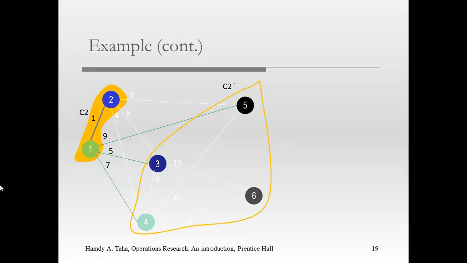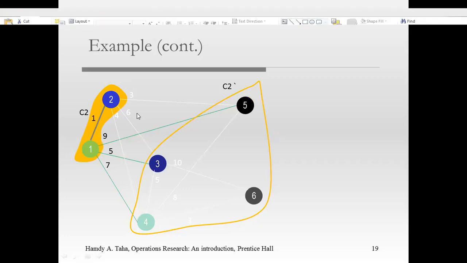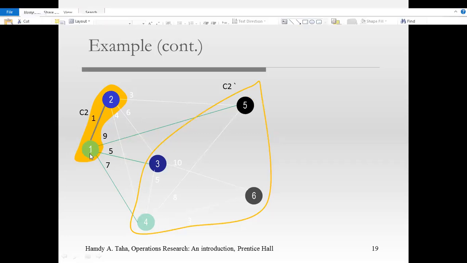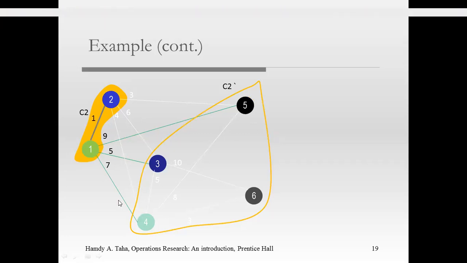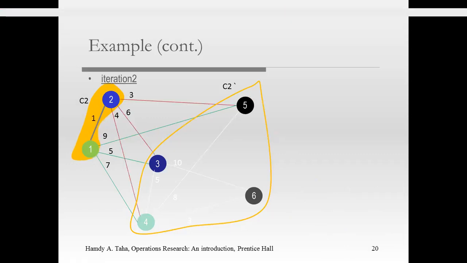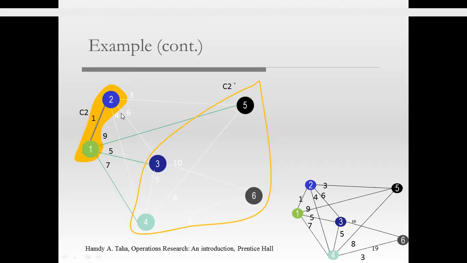Okay, after 1 and 2 are connected, now we compare. From 1, we can go to 5, 3, and 7. And then from 2, we can go to 3, 4, and 6. You can refer to this figure on the right side.